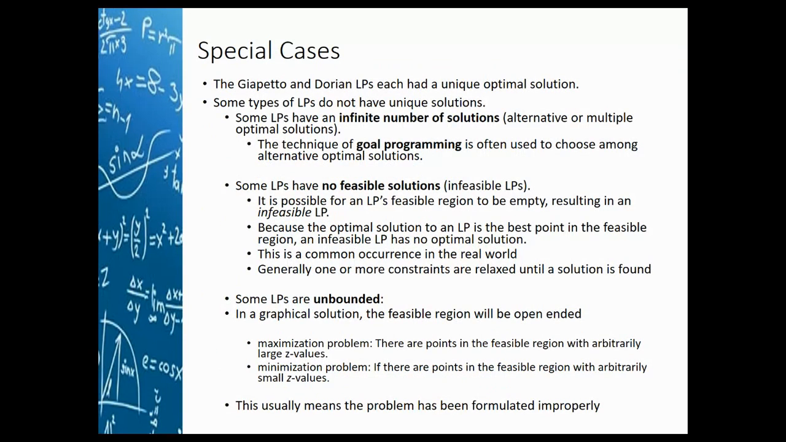So these are some of the special cases you sometimes find when you solve linear programming. Our previous examples were just straightforward, meaning that you have a unique optimal solution. Some LPs do not have a unique solution. Sometimes they have an infinite number of solutions. I will show you in the example later.